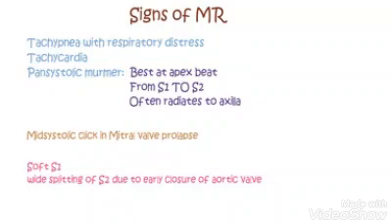Wide splitting of S2 is due to early closure of aortic valve. As the blood is leaking from left ventricle to left atrium, so the aortic valve closes earlier. So there will be wide splitting of S2. Some patients may present with signs of congestive heart failure like lower limb edema, increased JVP, and crackles, etc.